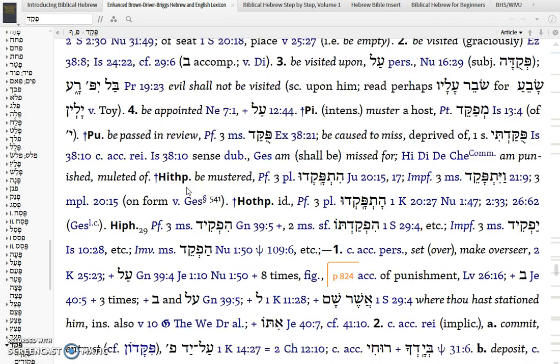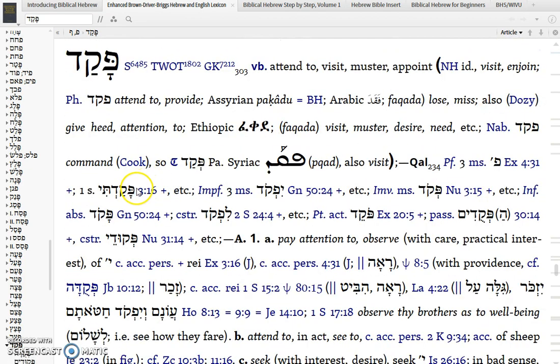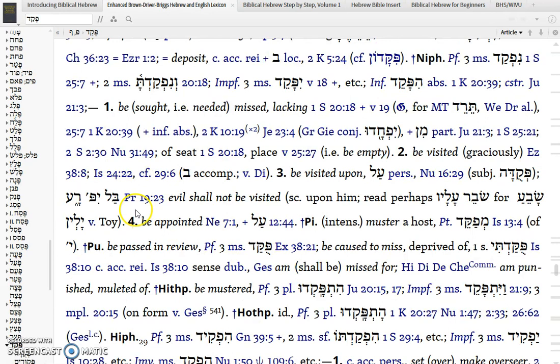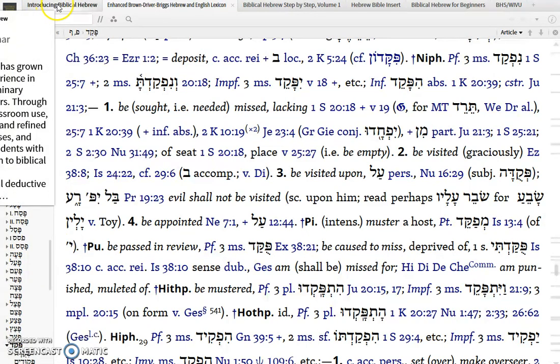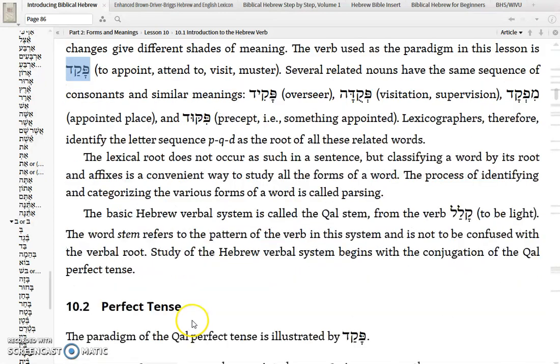And that would also be true of various verbal forms. And so we're going to be introducing the Qal Perfect, but then there will be other stems off of that same root, the Pual and the Piel and the Hifil, and so on and so forth. Moving back to the introduction then, the lexical root does not occur as such in a sentence, but classifying a word by its root and by its affixes is a convenient way to study various forms of a word.